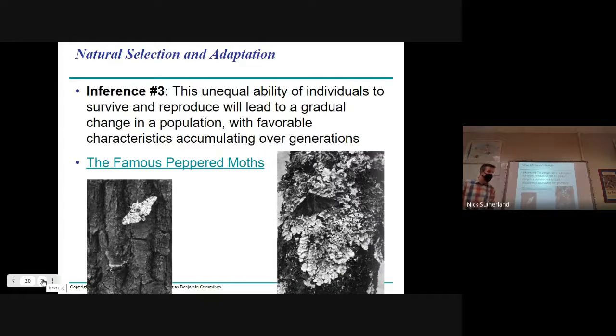All right, last inference here: this unequal ability of individuals to survive and reproduce will lead to gradual changes in a population, with favorable characteristics accumulating over generations, which is why we see in some animals characteristics that look the same or are more extreme, because those are the ones that were better suited to live in their environment. And if they're better suited to live, they get the opportunity to pass their good traits on to the next generation. And if they get to do that, more of that generation is going to have that trait, right?